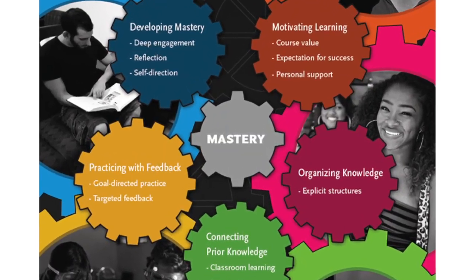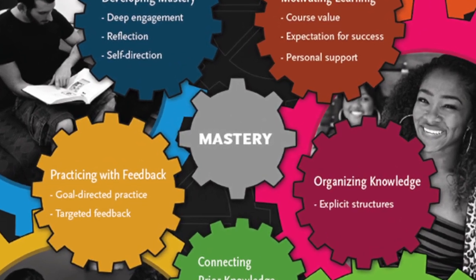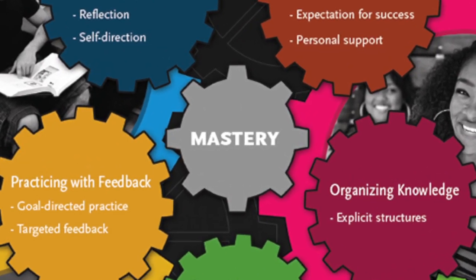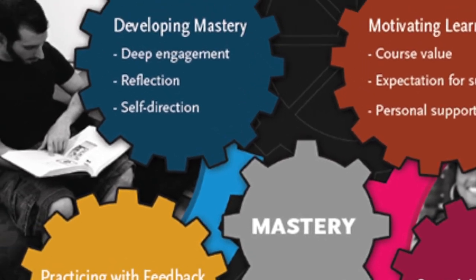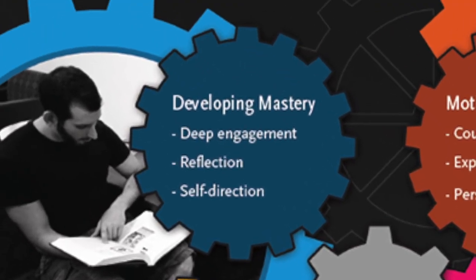And the last gear is developing mastery. And you'll see the word mastery written 2 times on our chart. Once in the middle, because everything we're talking about today in terms of these 5 gears is leading towards students' mastery of the subject area. And you'll also see mastery as a 5th gear, where we can explicitly do things with our students to engage them so that they will reach mastery.